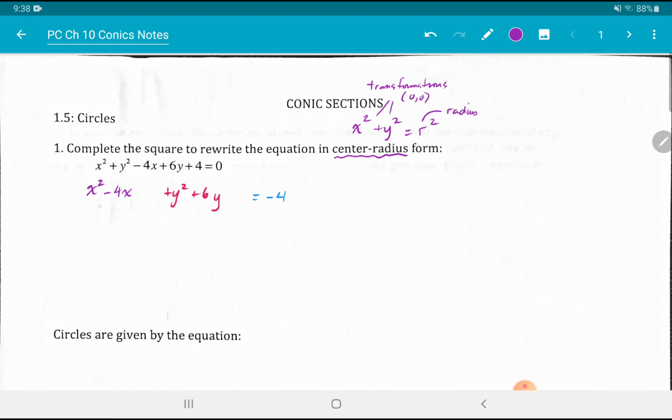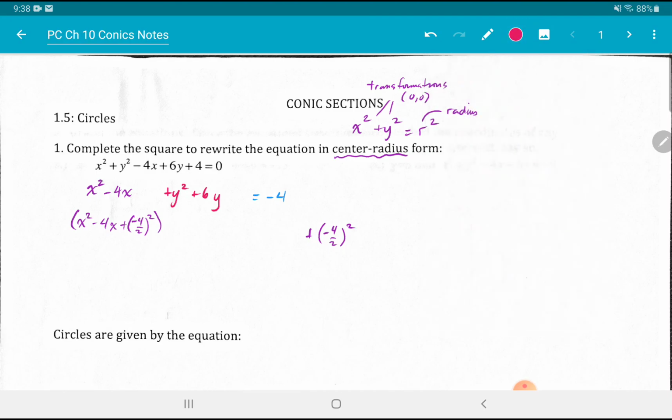So if you recall, in completing the square, we're going to take that negative 4, divide it by 2, and then square it and add it on. Remember, whatever you add on to one side, you also want to add on to the other side. So we're going to add negative 4 over 2 squared over here as well.